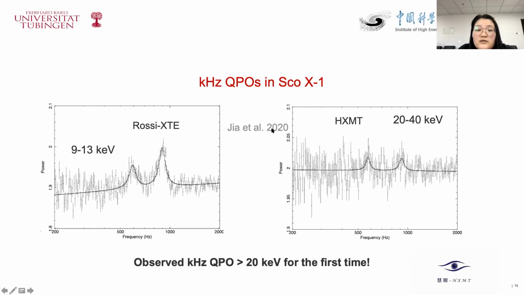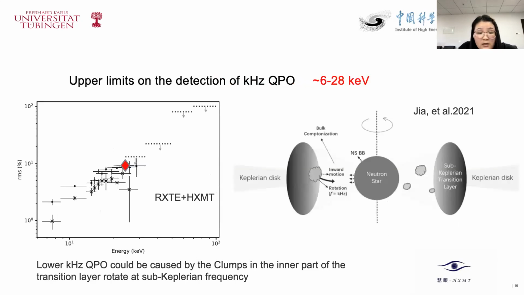So by using the high energy data, especially above 20 keV, we're able to give an upper detection limit on these kilohertz fields, lower kilohertz fields, in 20 to 40 keV. So this is the first time we have ever observed these kilohertz fields up to about 40 keV. So what does it mean?